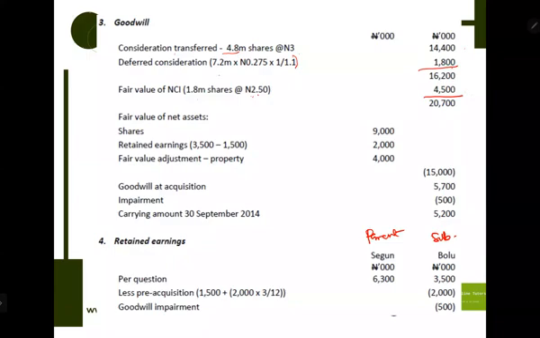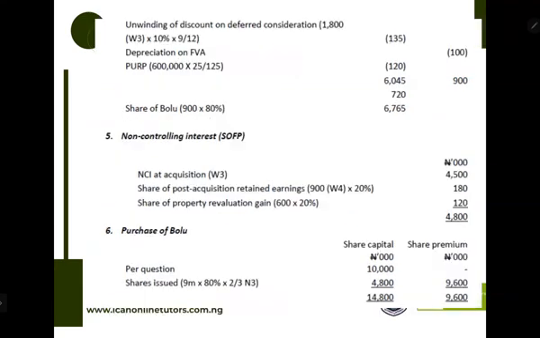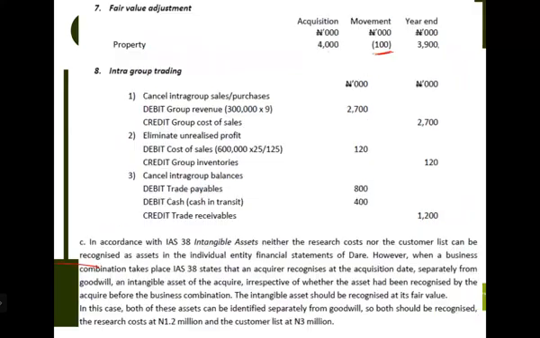At the end of the day, my purchase consideration is giving me 20,700, less the net assets acquired at fair value. Then at the end of the day, you'll be having your goodwill at acquisition to be 5,700, less your impairment, and the goodwill to be accounted for will be 5,200 naira. After that, do your retained earnings. After that, calculate your unwinding interest cost. I've already done that. I have all my calculation here for you.